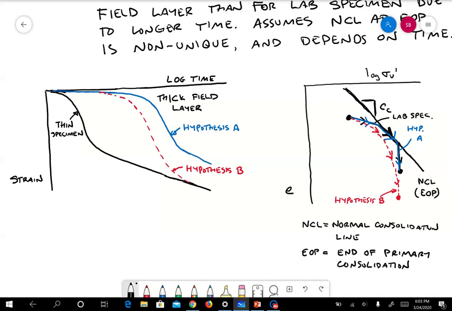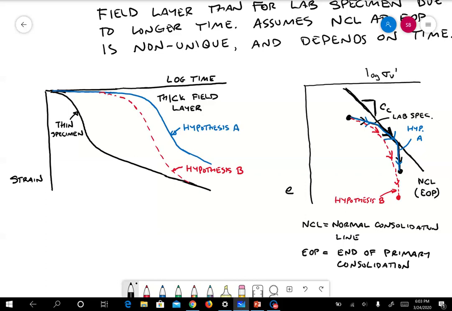Then hypothesis A is that if we did the field test, right, tested a much thicker layer in the field, the curve would basically have the same shape as the thin specimen. It would just be shifted to the right. So it's going to take a lot longer for it to consolidate. So you get this blue line here, and then it'll have a vertical offset, right?